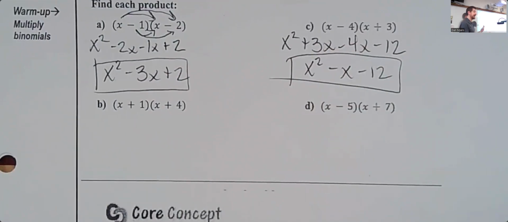Now, these are still quadratics. They aren't really equations right now. They're just quadratic expressions because there's no equal sign. The equal sign and something on the other side of an equal sign is what makes it an equation.